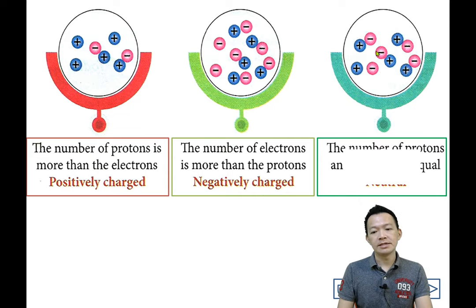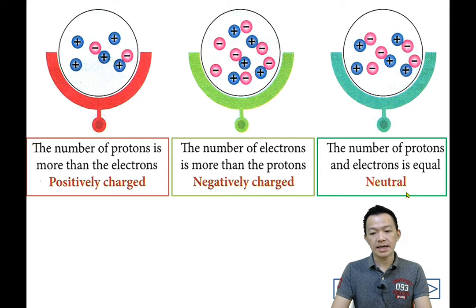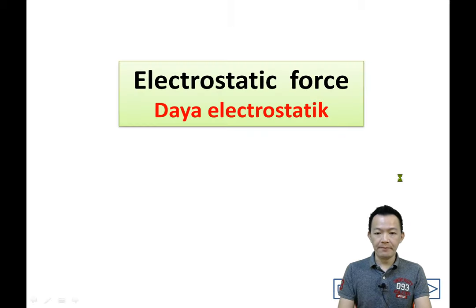When the number of protons and electrons are equal, 同样一样多, it will be neutral. 这个时候就叫 neutral, okay? 不带电 neutral. So this is where the positive charge and negative charge come from, okay?